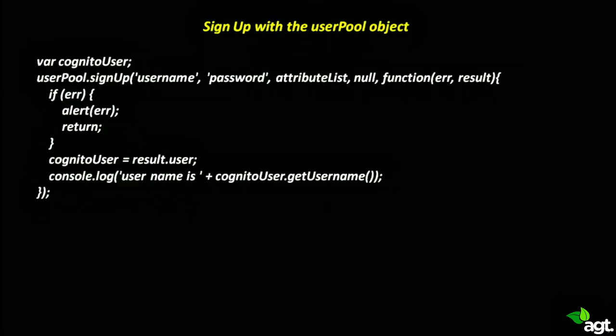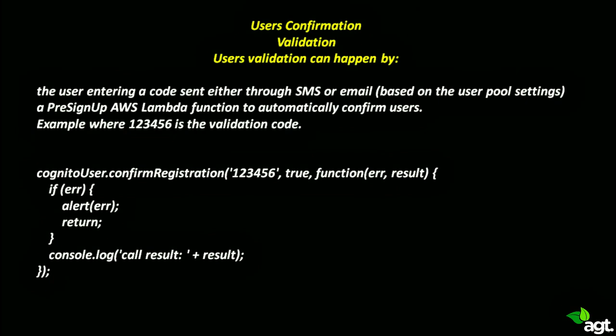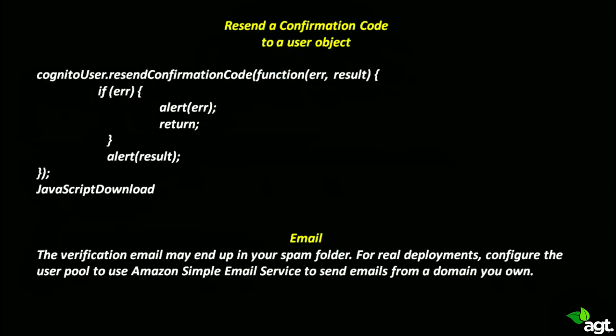User validation can happen by the user entering the codes, either through SMS or email, based on the user pool settings, and a pre-sign up AWS Lambda function can automatically confirm users. For example, 1, 2, 3, 4, 5, 6 is the validation code. And there is also a resend confirmation code. So you just see how to use your user object. This is a sample code.